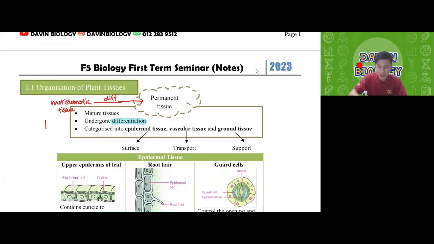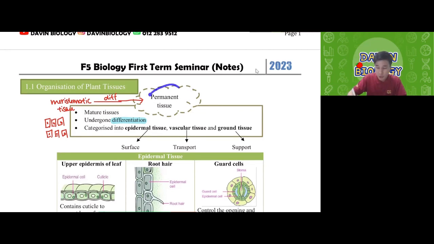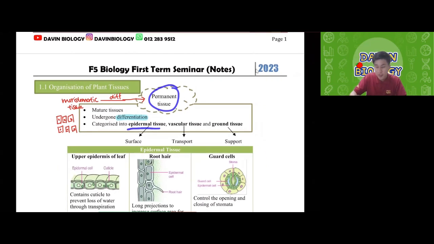When they are young, they all look the same. They are just a very basic cell, a cell with a nucleus inside. Just like when we're a baby, we all look the same. However, as we grow older and become mature, we all have different roles and functions in society. Some of us are doctors, some engineers, some teachers, some a different kind of occupation. So here it's the same. When they become permanent tissues, they'll be different from each other.